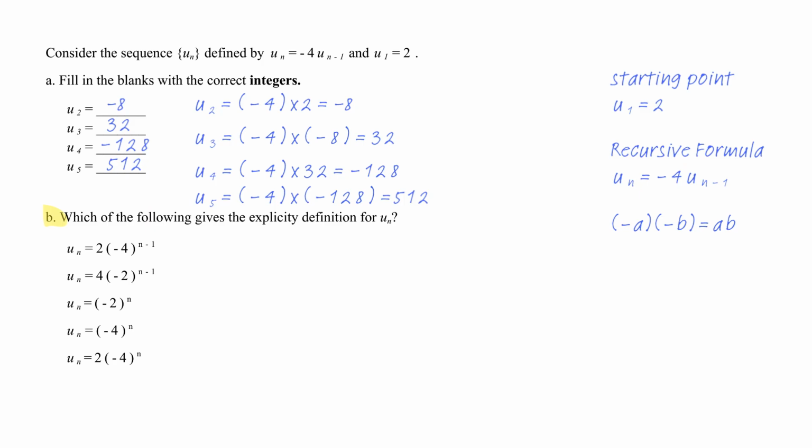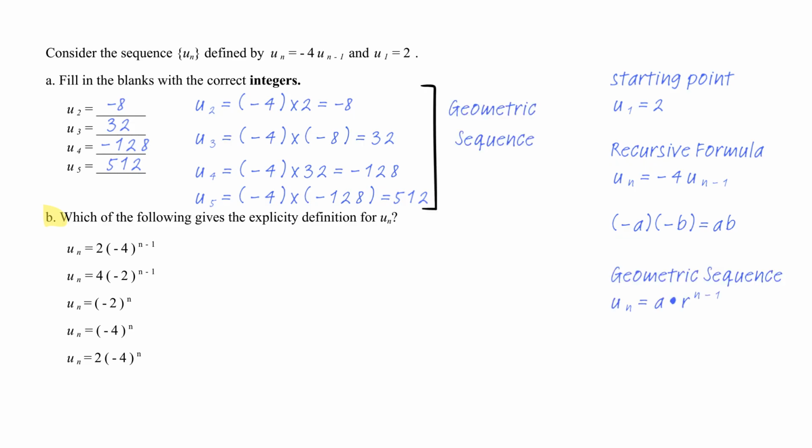A recursive rule is annoying if you want to find the 100th term because you'd have to calculate all 99 terms before it. An explicit rule is like a shortcut. You just substitute in the position number n and get the answer immediately. This sequence is geometric because we are multiplying by the same number every time.